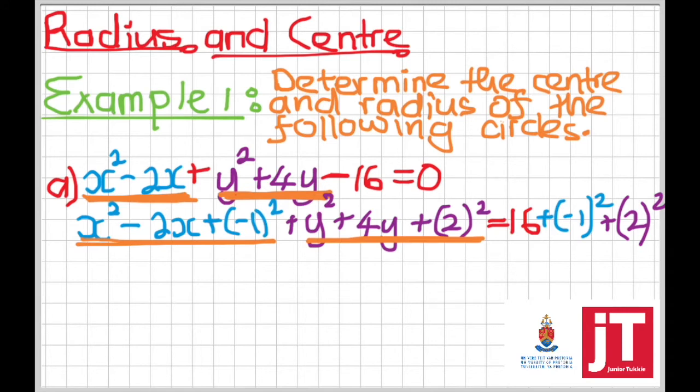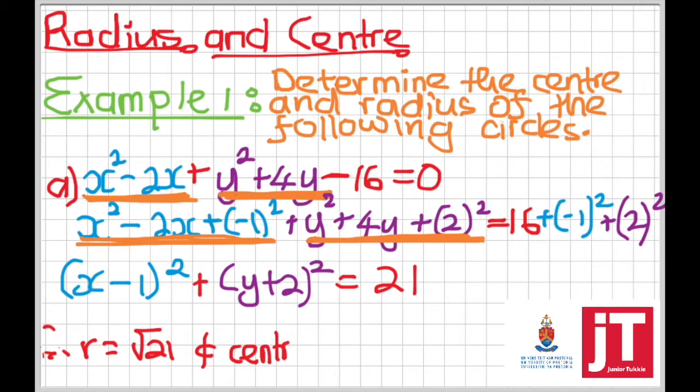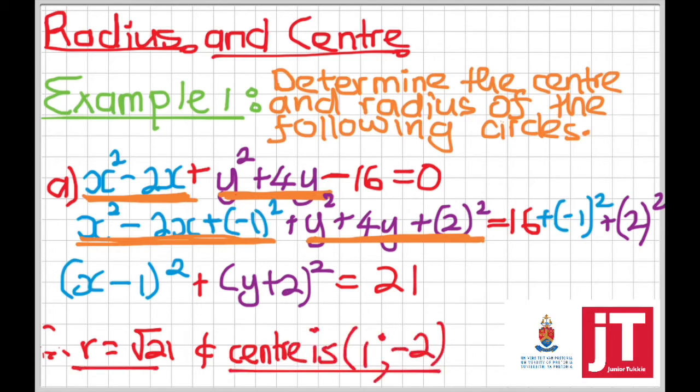So we're going to get a new expression written as (x minus 1) all squared, plus (y plus 2) all squared, is equal to 21. If you look at the equation that we have now, it's in its standard form. We can easily identify that our radius is equal to the square root of 21, and our center is made up of the coordinates (1, negative 2). At any stage, should you need to fully understand it, feel free to pause the video, then just press play.